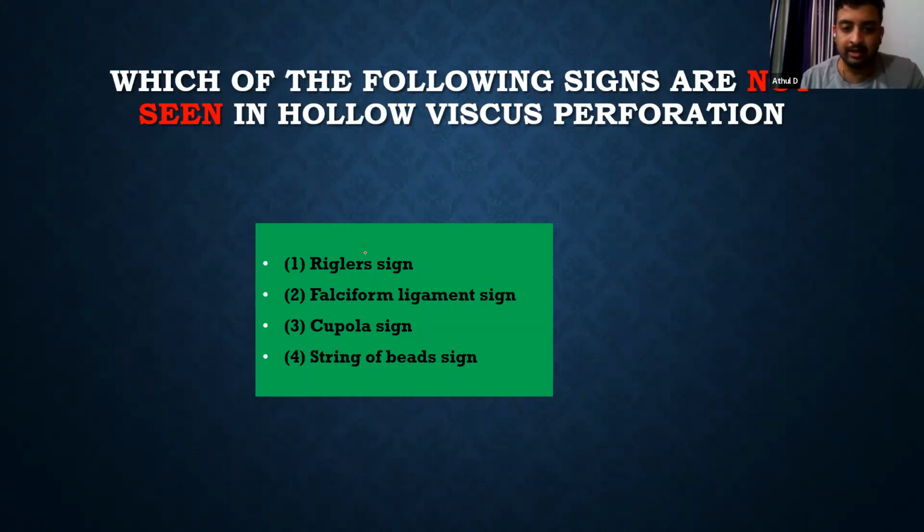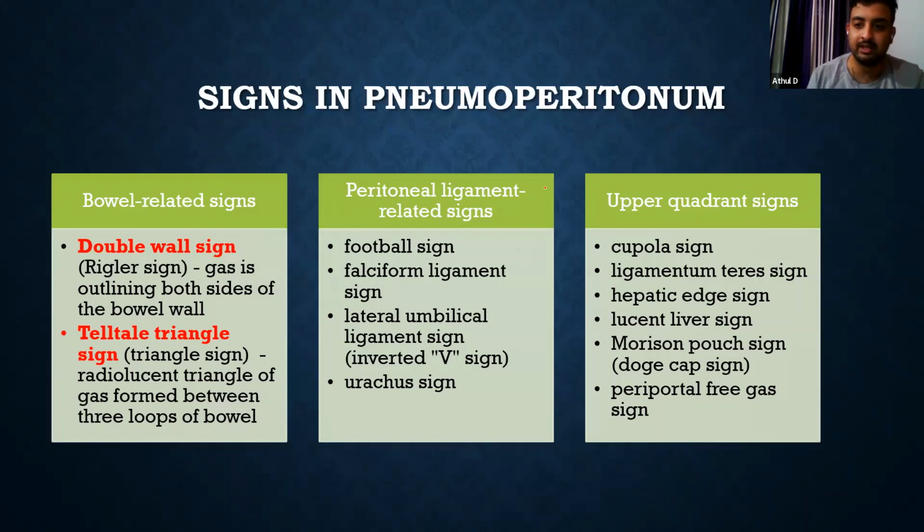So Rigler sign, falciform ligament sign, cupola sign, all these signs are seen in the case of hollow viscus perforation, but string of beads sign is seen in other conditions. So we will discuss that. Coming to string of beads, there are two string of beads. When it is calcified, that is seen in the case of chronic calcific pancreatitis. And I will show you another string of beads later.